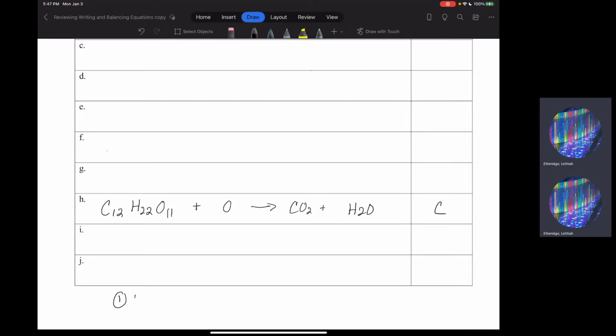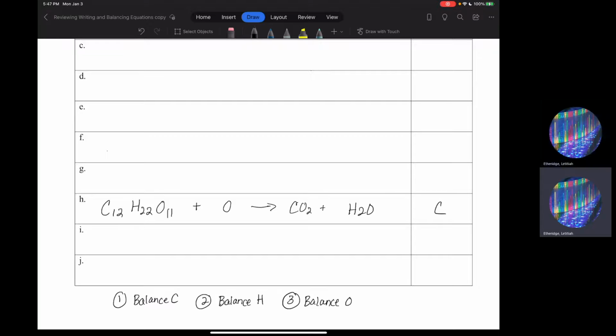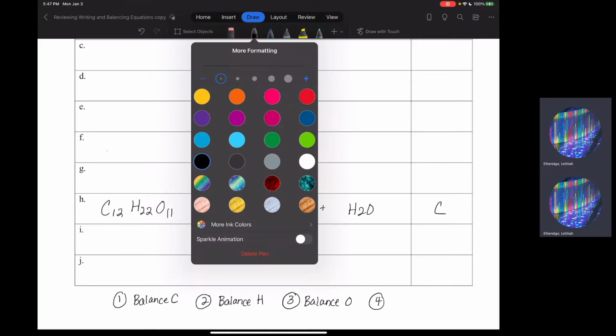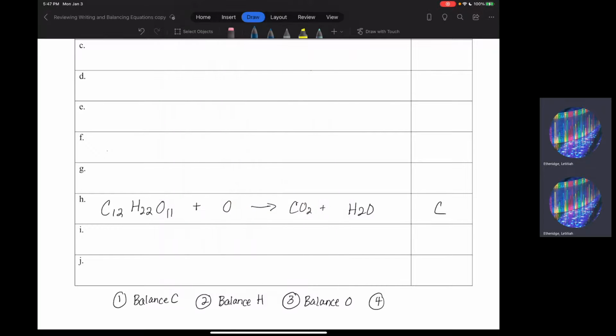So for this one, we are going to balance carbon first. The second is going to be to balance hydrogen next. And then, of course, last but not least, we are going to balance oxygen. Okay? And then we'll talk about an additional step if it's necessary. So first things first, let's balance our stuff. So we are going to start adding in some coefficients.